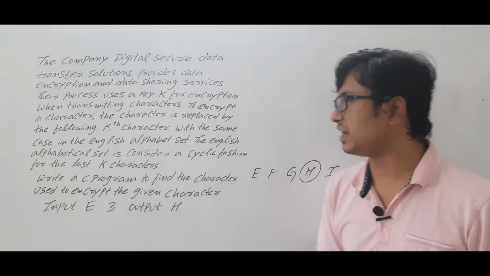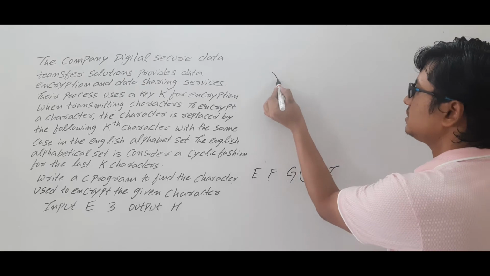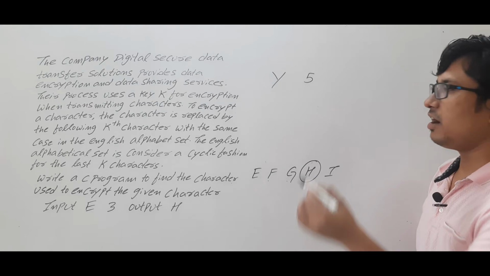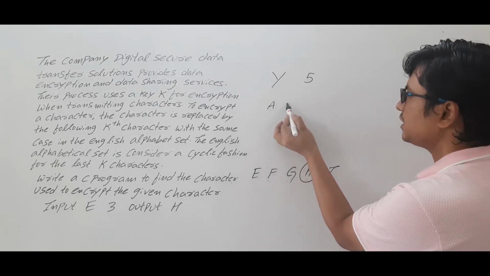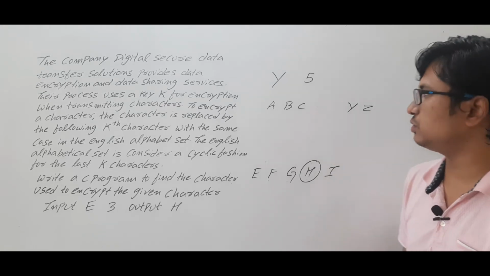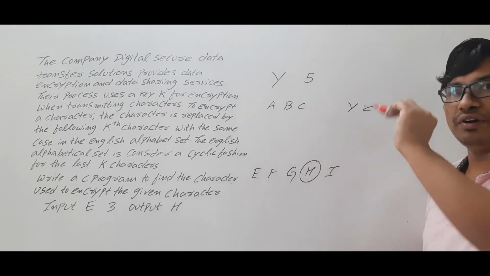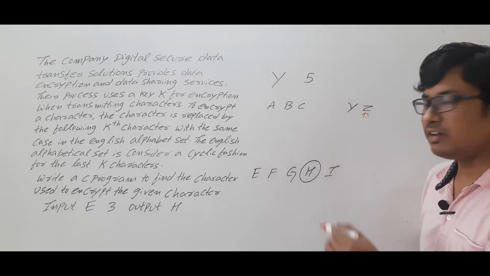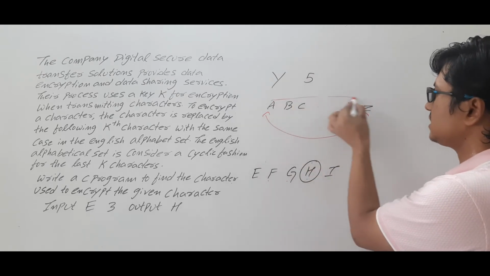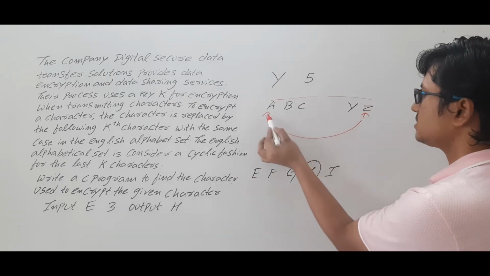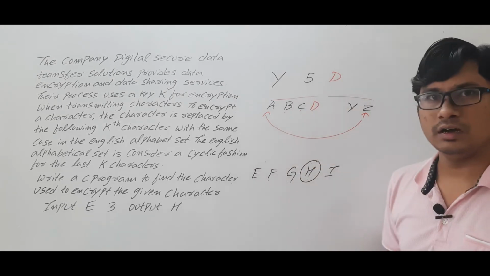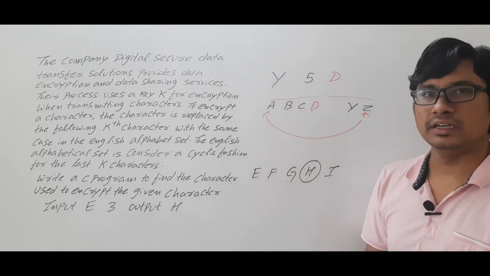What is meant by cyclic fashion is nothing but, let's take that given input is capital Y and you want the fifth character from Y. You have A, B, C, Y is there and Z is there. They said cyclic fashion. So from Y you want to find the fifth character. Z is the first character. From Z you need to go to the A because they said cycle. So it will go in a cyclic fashion. Is it clear? This is second character, third character, fourth character, fifth character is D. So you will get the output as D for the given input.